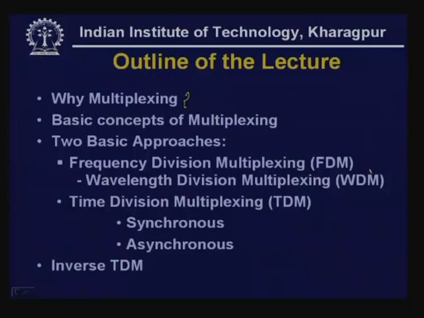Whenever we send light signal through optical fiber, then we call it wavelength division multiplexing, although basically it is the same as frequency division multiplexing. Then the time division multiplexing has again two different types, the synchronous and asynchronous. We shall discuss about them in detail. Then there is another technique which is known as inverse TDM, which is also used in data communication today. So, we shall conclude our lecture by discussing about inverse TDM.